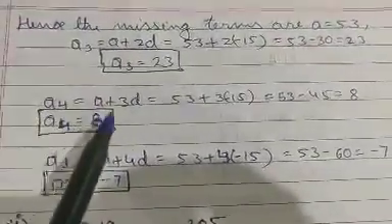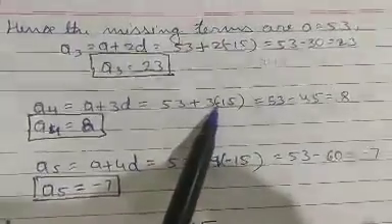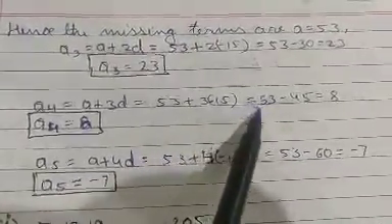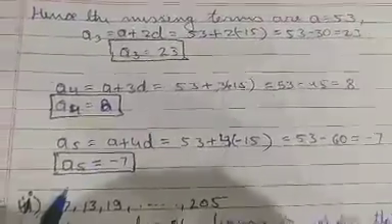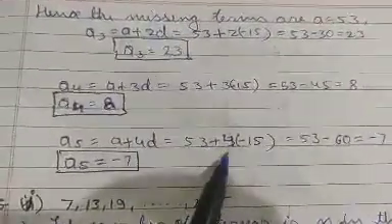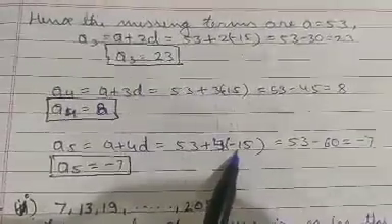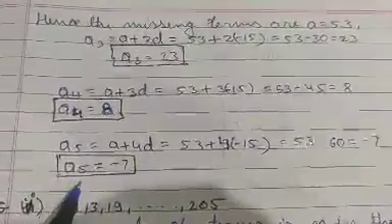Now the fourth term, a plus 3d. 53 plus 3 into minus 15. Okay, this is 53 minus 45, which is 8. So the fourth term is 8. Now the fifth term is a plus 4d. a is 53 plus 4 into minus 15, which is 60. So 53 minus 60 is minus 7. This is the fifth term.